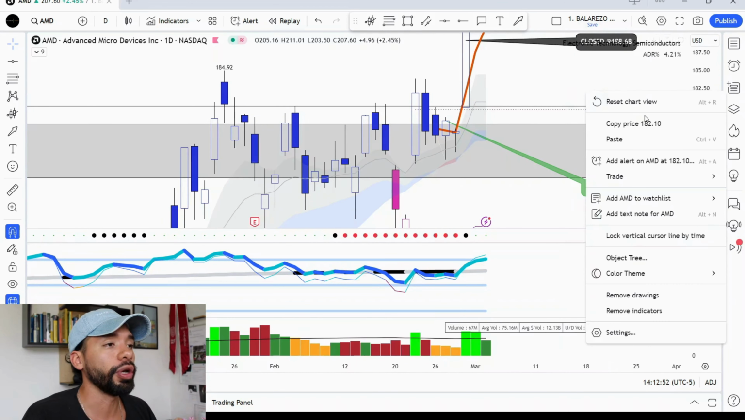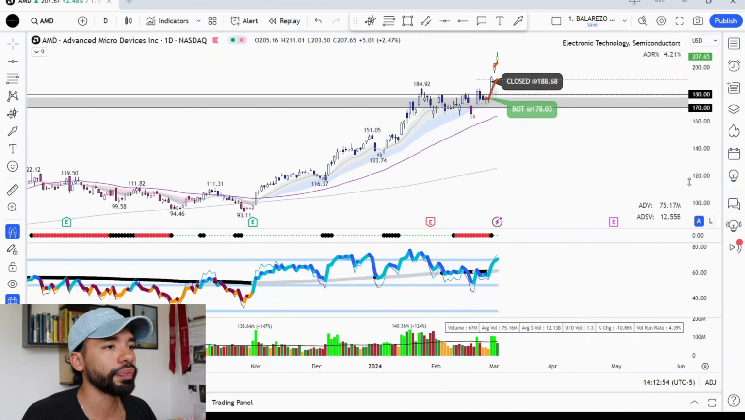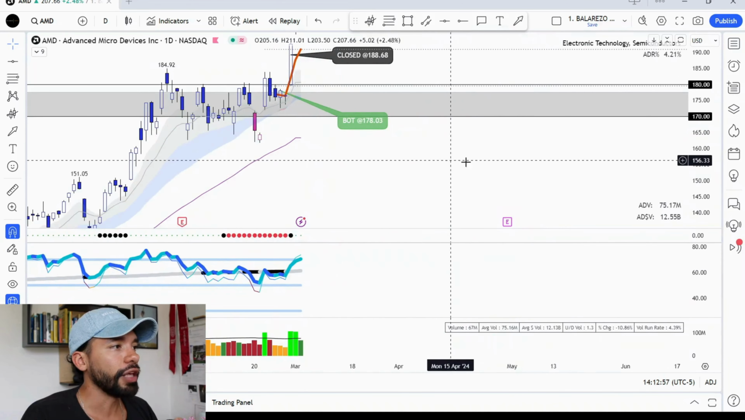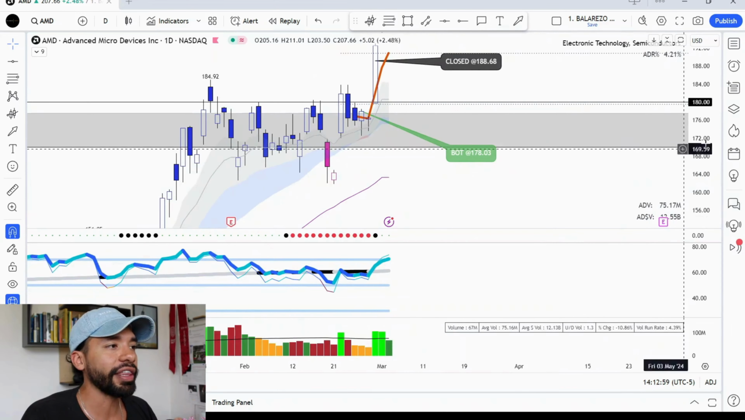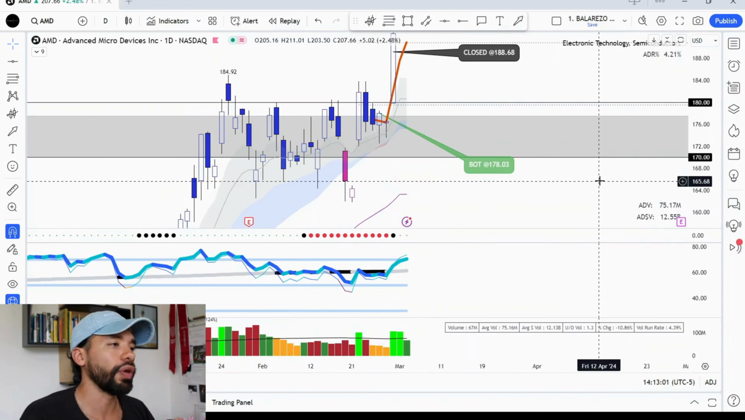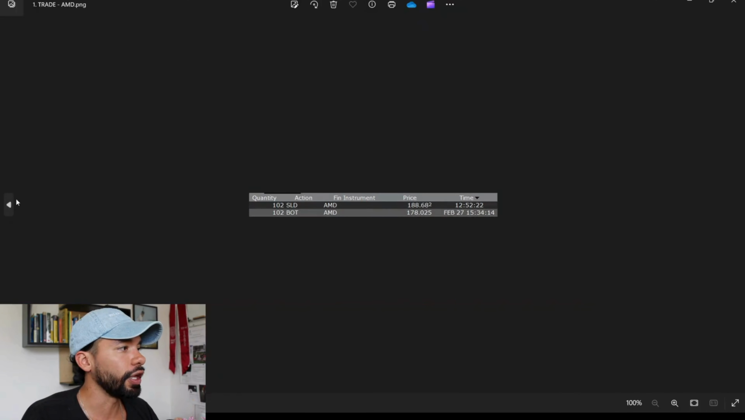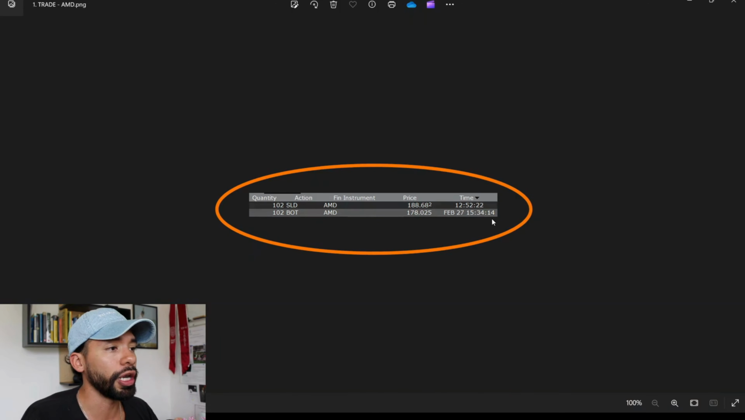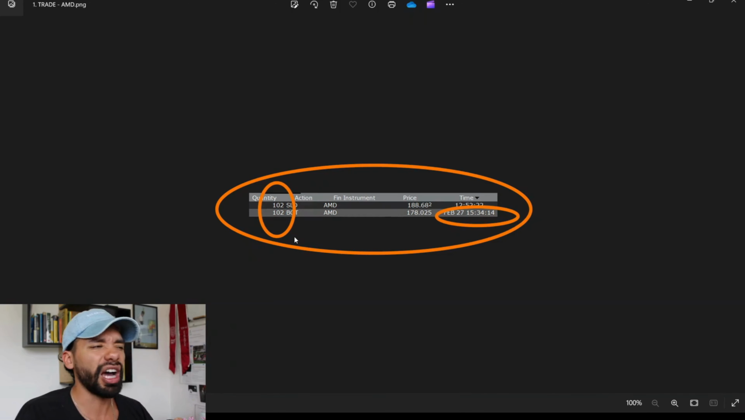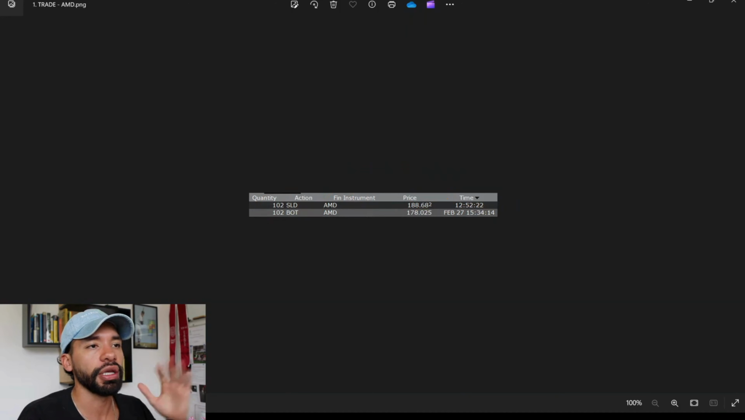So let me just zoom out here. And now let's go into the tool. If you don't have any idea about the tool, I made an entire video. Once again, you can watch it here on the channel. And you can see actually here, guys, I do have a screenshot of the position in AMD. You can see that I opened it on the 27th. It was a 100 share trade. You can see right here AMD, my opening price and my closing price, if you want to do the math about the trade and look at the screenshot.